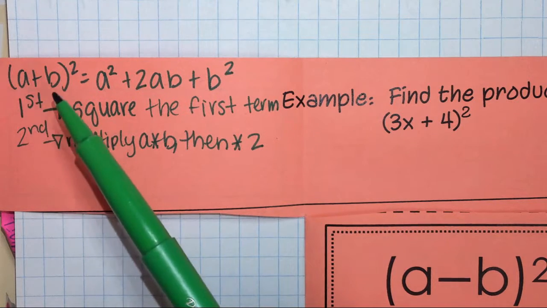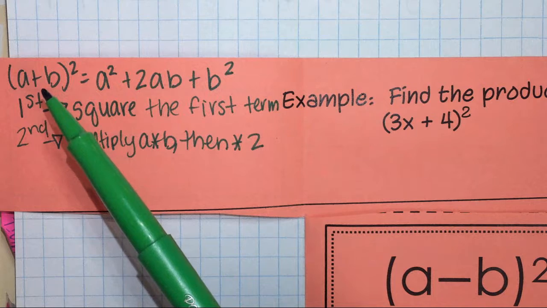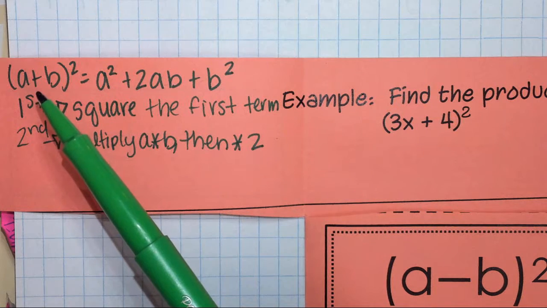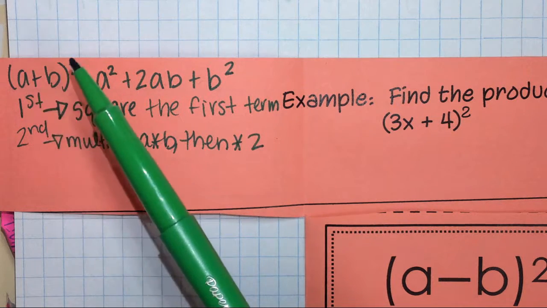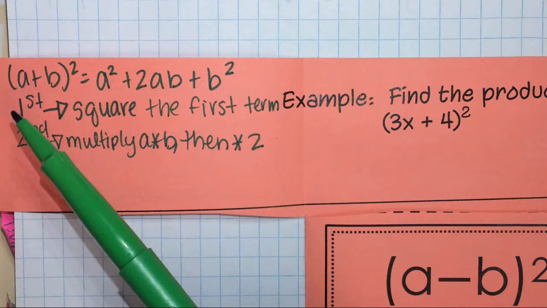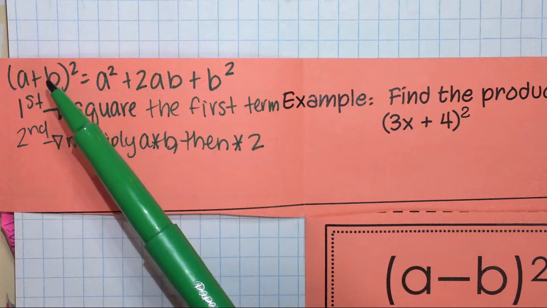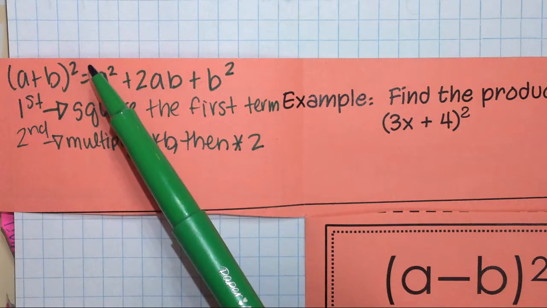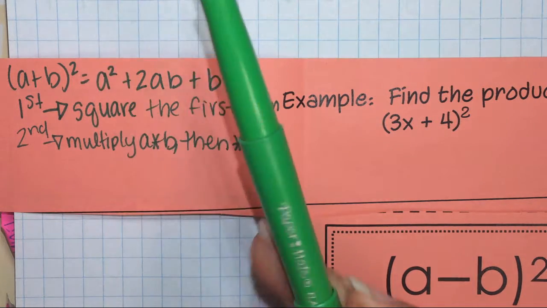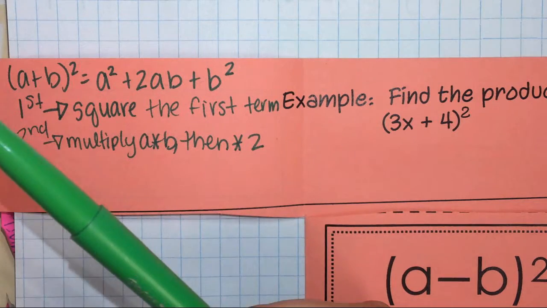So if this was x and 3, what's x times 3? 3x. And what's 3x times 2? 6x. Take a point. If it was x and 4, what's x times 4? 4x. And what's 4x times 2? 8x. 8x. Take a point. What is happening up there?